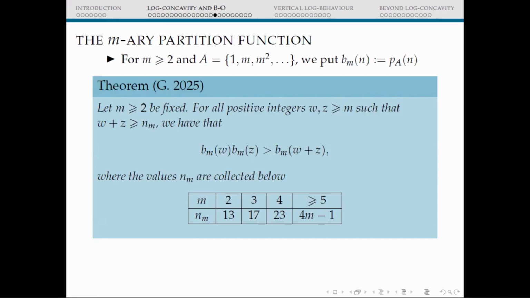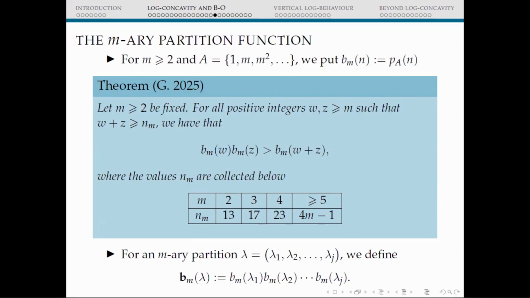Also, there is one application of the Bessenrodt-Ono inequality in the theory of partitions. Namely, we can consider the so-called extended M-ary partition function. So for the M-ary partition function lambda j, we can define the extended M-ary partition function, which is the product over these parts of the values of the M-ary partition function on them. And now we are able to check where the maximal value of this function is attained.